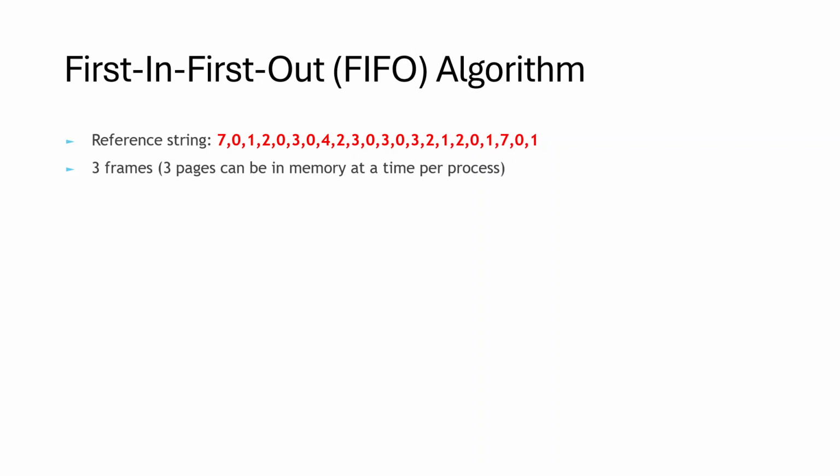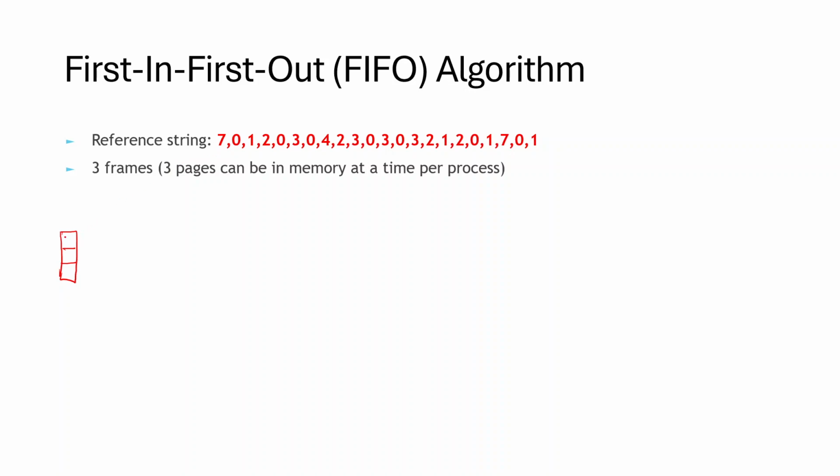Okay, so consider this reference string. These are all the pages we are going to work with. The main memory is divided into three frames, so at a time only three pages can be available in the main memory. Now page 7: the processor needs to execute page 7.